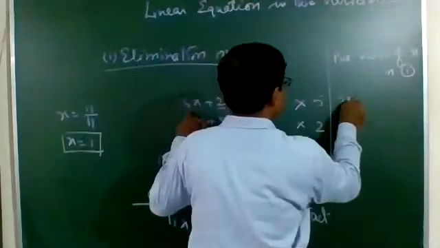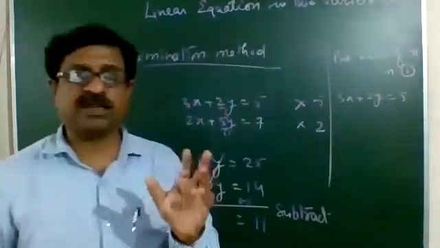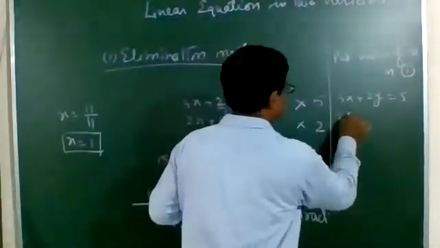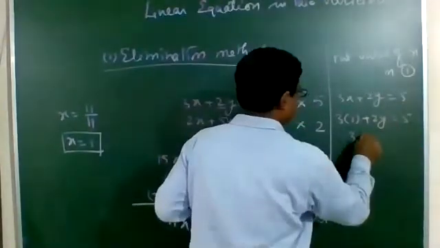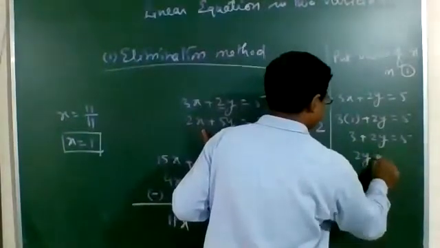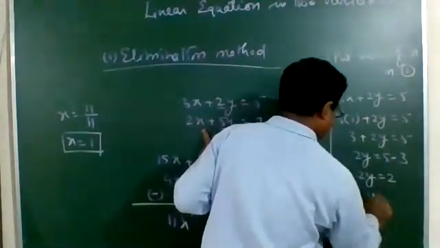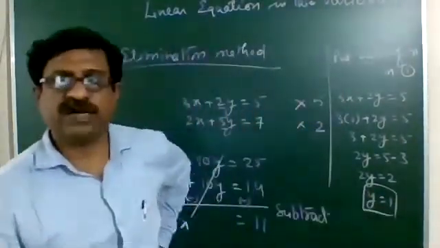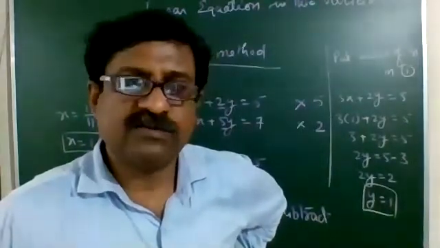First one is 3x plus 2y equal to 5. And we are putting the value of x equal to 1, because the value of x we got is 1. 3 into 1 plus 2 into y equal to 5. 3 plus 2y equal to 5. 2y equal to 5 minus 3. 2y equal to 2 and y equal to 1. The value of y we got is 1. x we got 1, y equal to 1.